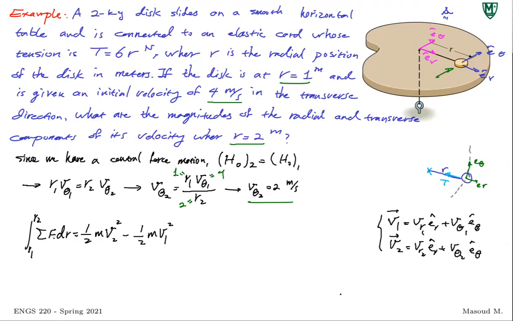The only force in this scenario is T, the force applied to this disk because of this elastic cord. So I'll plug that in too. Let's plug in everything. From there, I'll get this relation: the integral, where R goes from R1, 1 meter, to R2, 2 meters, of 6R dr.